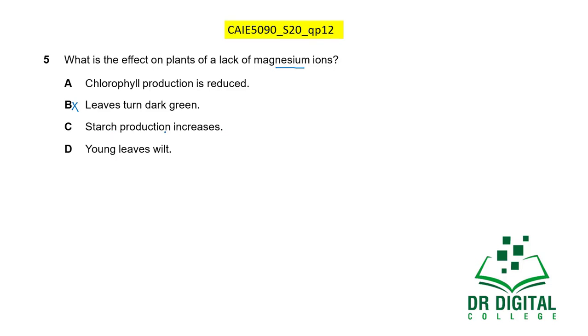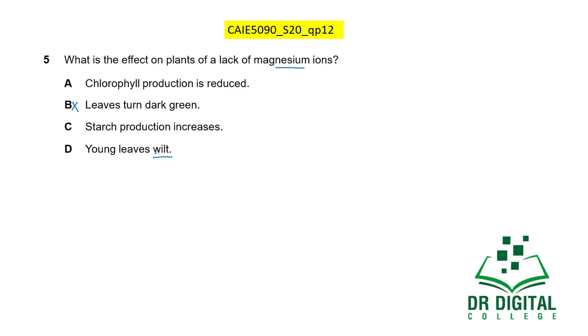Starch production increases? No, starch production is the result of photosynthesis. So if chlorophyll is not there, photosynthesis will be less and starch production will be less. Young leaves will wilt? The wilting process is not because of less chlorophyll, but it can be because of less photosynthesis. When magnesium ions are not there, photosynthesis will occur less because of less chlorophyll, and turgidity may be lost. But that will be an indirect effect.